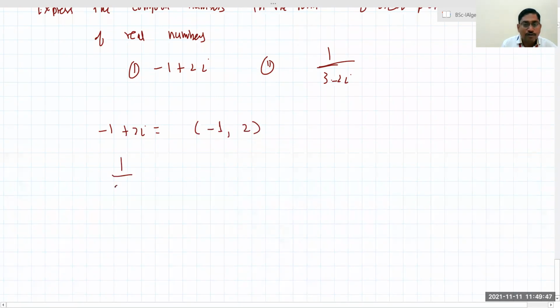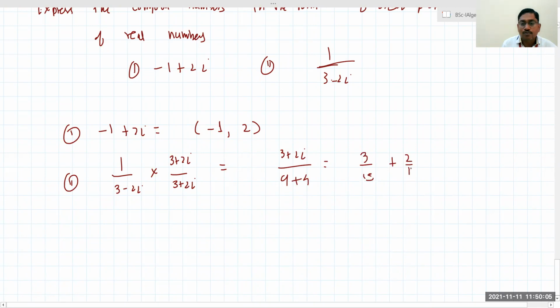This is the first answer. For the second, we have to rationalize. Multiply by 3 plus 2i and divide by 3 plus 2i. So 3 plus 2i divided by 3 into 3, 9, 9 plus 4, 13. So it is 3 by 13 plus 2i by 13. So what is order pair? X coordinate is 3 by 13 and y coordinate is 2 by 13. So just ask the order pair form. For the next example, okay, you mark your attendance.